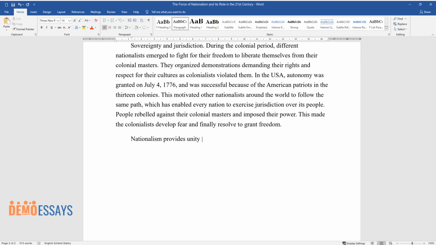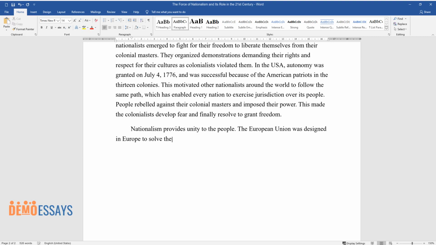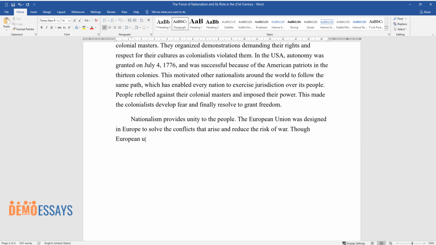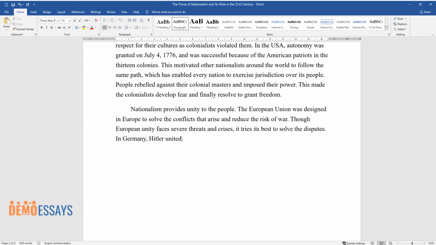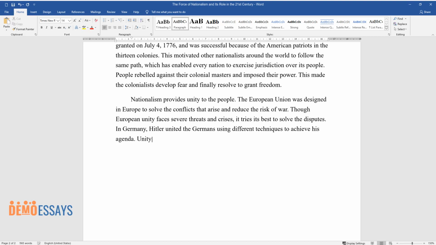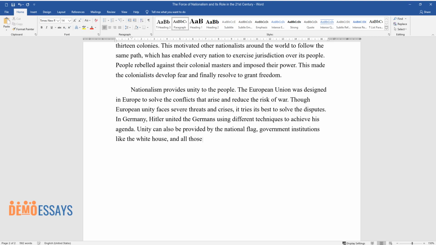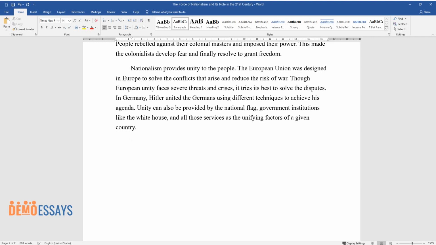Nationalism provides unity to the people. The European Union was designed in Europe to solve the conflicts that arise and reduce the risk of war. Though European unity faces severe threats and crises, it tries its best to solve the disputes. In Germany, Hitler united the Germans using different techniques to achieve his agenda. Unity can also be provided by the national flag, government institutions like the White House, and all those services as the unifying factors of a given country.